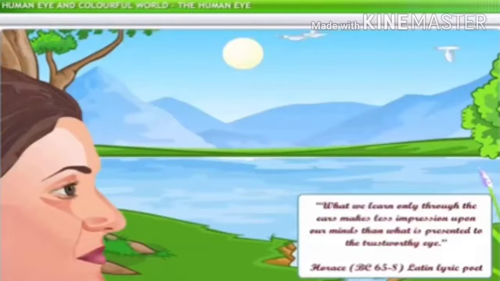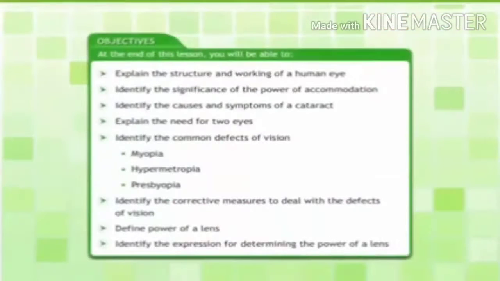In this lesson, you will learn about the structure and working of a human eye, defects of vision, and the remedies for these defects. At the end of this lesson, you will be able to explain the structure and working of a human eye, identify the significance of the power of accommodation, identify the causes and symptoms of a cataract.